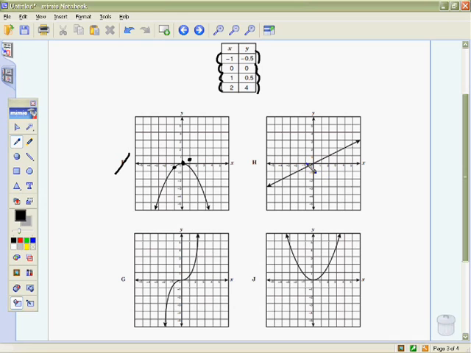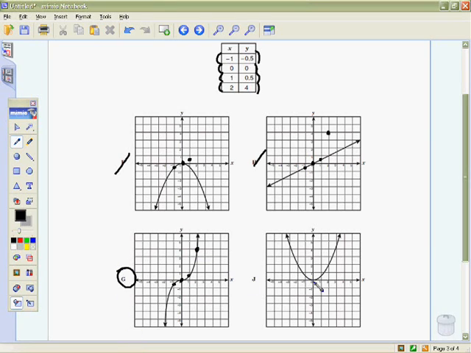Let's look at the next one. Negative 1, comma, negative 0.5, good. 0, 0, good. 1, comma, 0.5, still good, 1 to go. And 2, comma, 4. That one doesn't work. G, negative 1, comma, negative 0.5, good. 0, 0, good. 1, comma, 0.5, good. And 2, comma, 4. Looks like we've got a match right there.